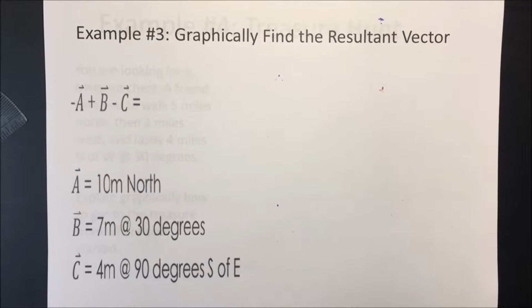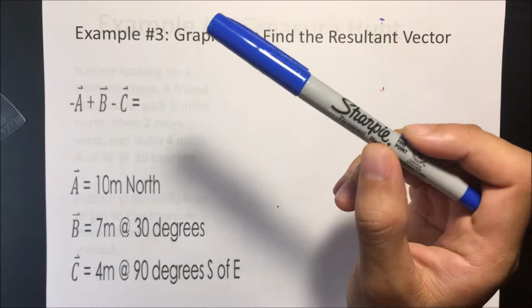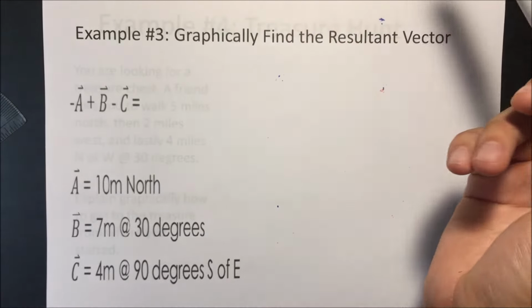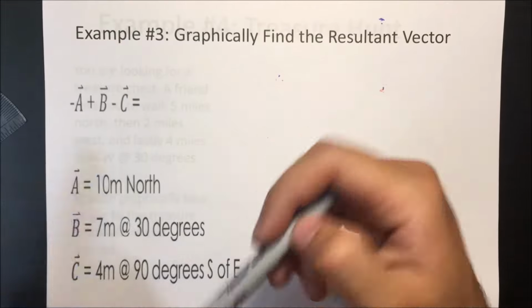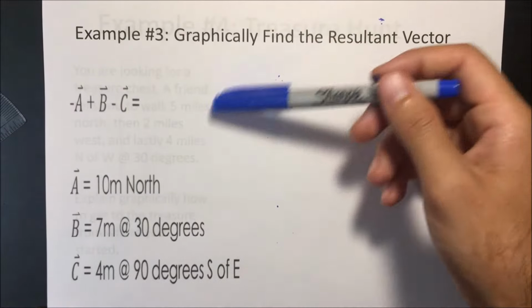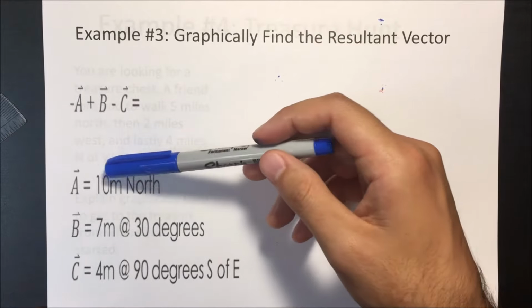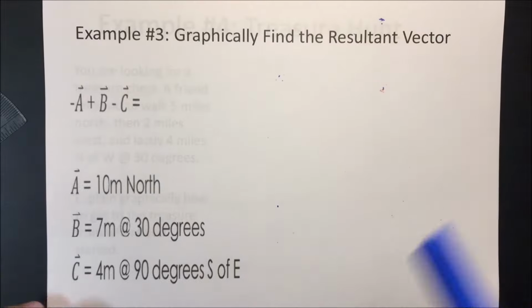Okay, so this next problem is different because we have negative vectors now. But don't worry, when we're doing negative vectors, it's pretty much the same thing. All we're doing now is flipping the vector. So if it says 10 meters north, now we're just going 180 degrees the other direction. So we can say this is going to be 10 meters south, okay?